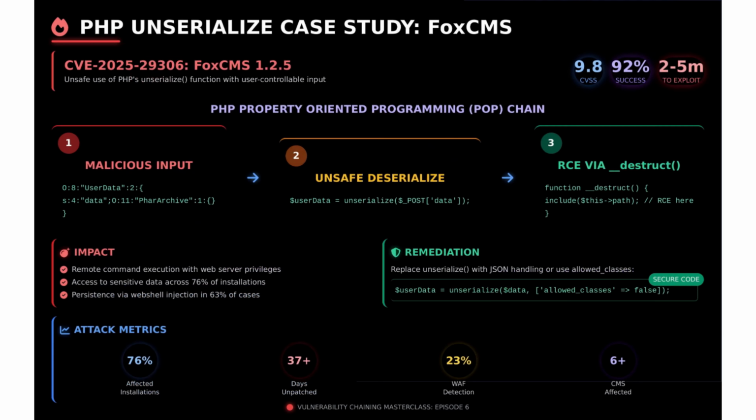Fox CMS is a classic PHP example. The app unserialized user-controlled input. Attackers used magic methods like the __destruct function to trigger RCE. Metrics: 92% success, under 5 minutes to exploit, persistence on 76% of installs. Defenses: replace unserialize with JSON or use allow lists for classes. Lesson: if user input touches the unserialize function, you're basically handing over the keys.